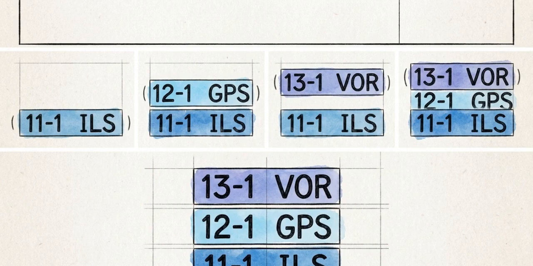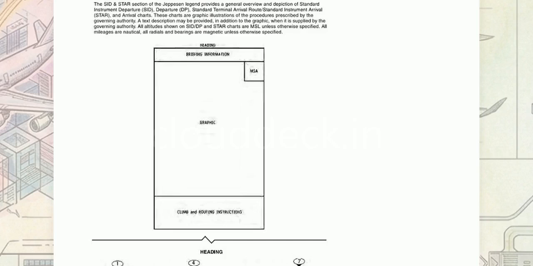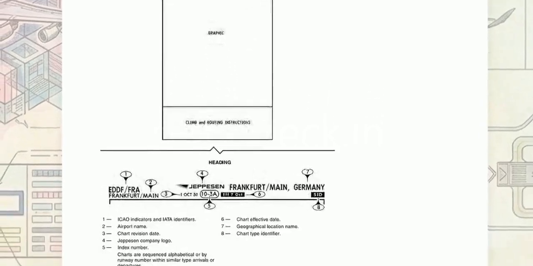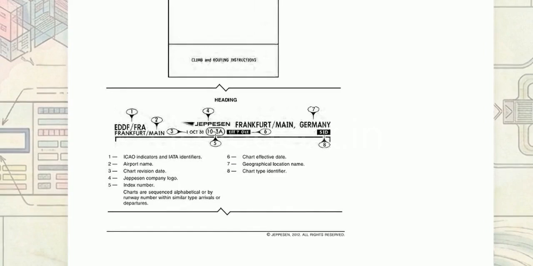This document layout outlines the heading and briefing information sequence for a standard instrument departure or arrival. The primary communication frequencies, final approach course, and minimum altitudes are always sequenced at the top in the exact order they will be used by the crew.